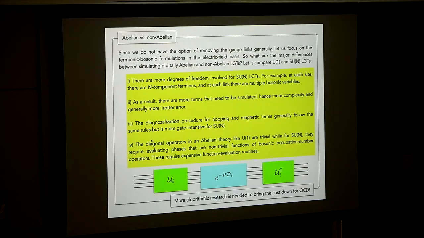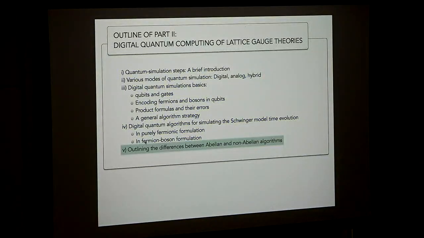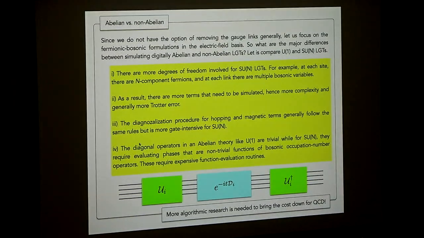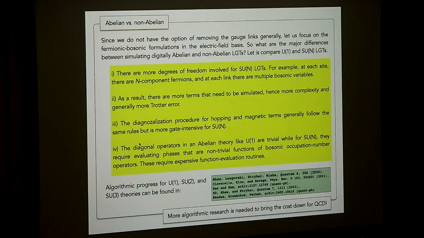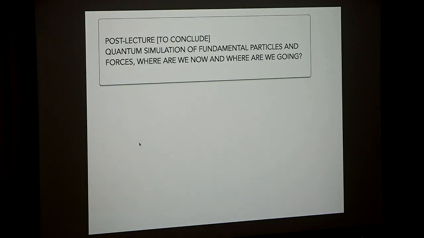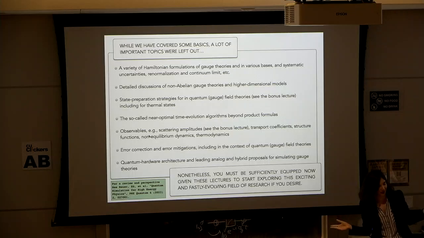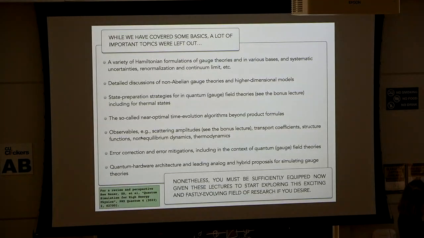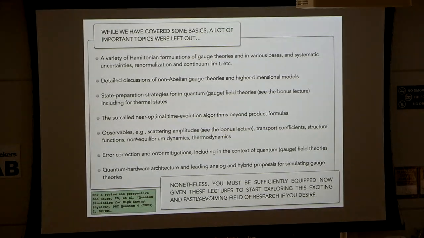Okay. So I have some notes about outlining the differences between abelian and non-abelian theories. For those of you that were here to talk about non-abelian theories yesterday, these are a few things that you can look at. And obviously, I didn't have time to talk about a lot of things because it was just 3 lectures. I didn't tell you about other formulations of gauge theories in different bases.